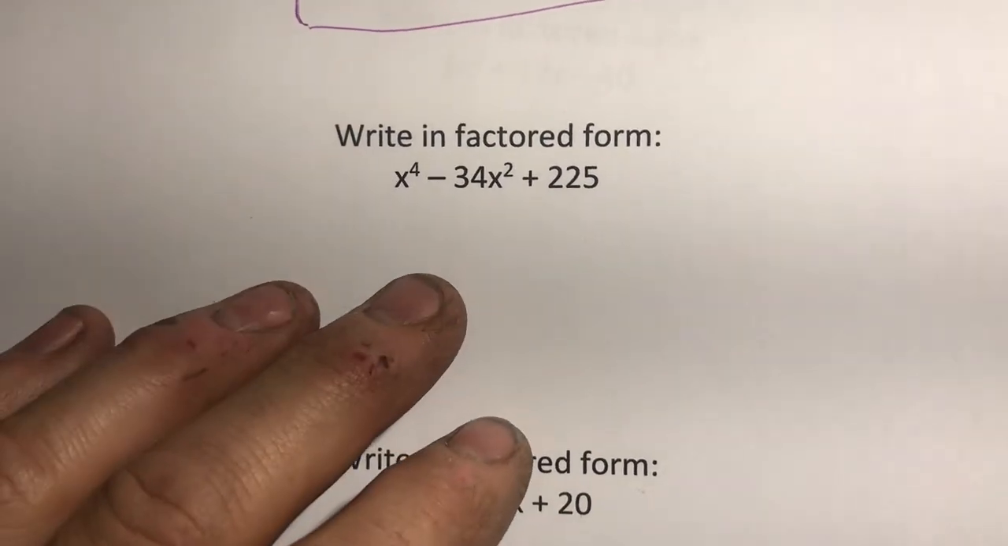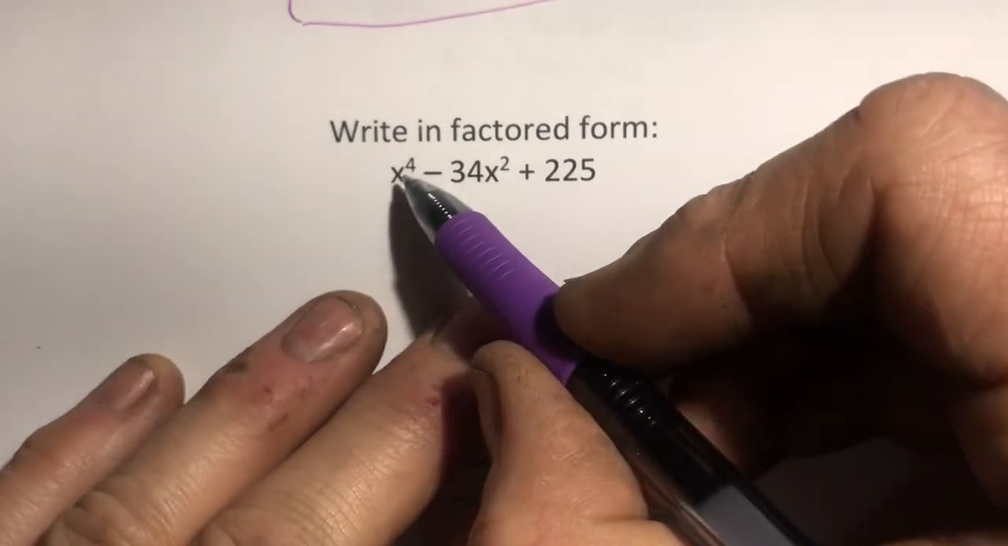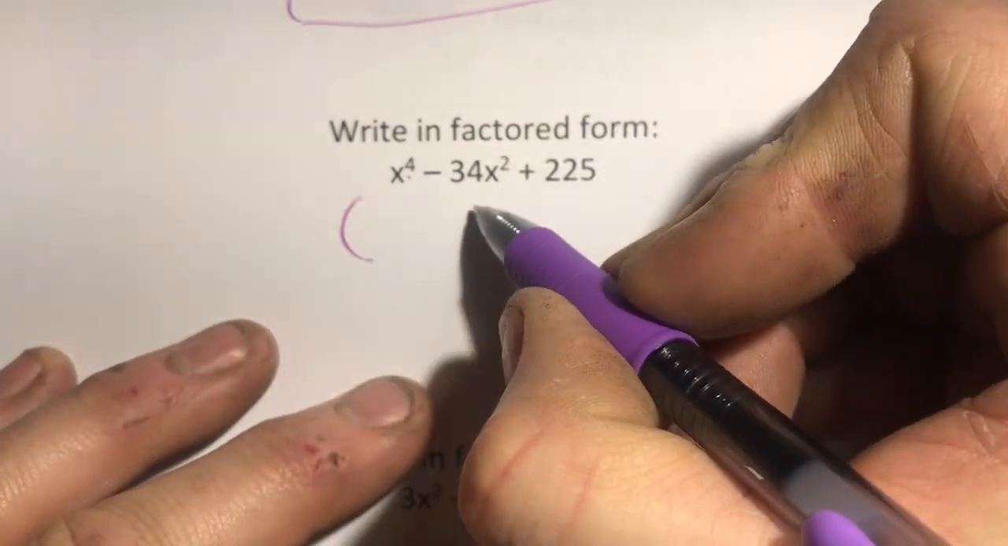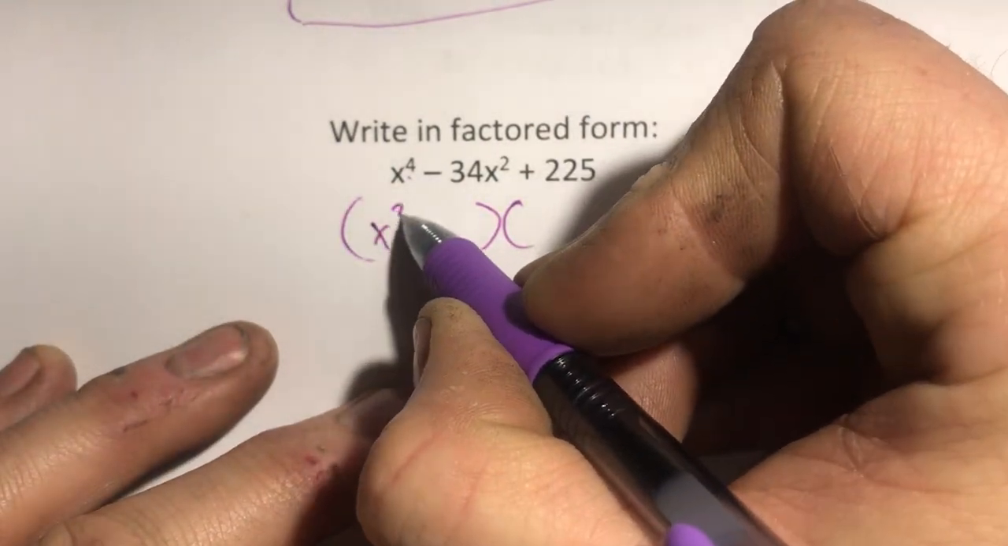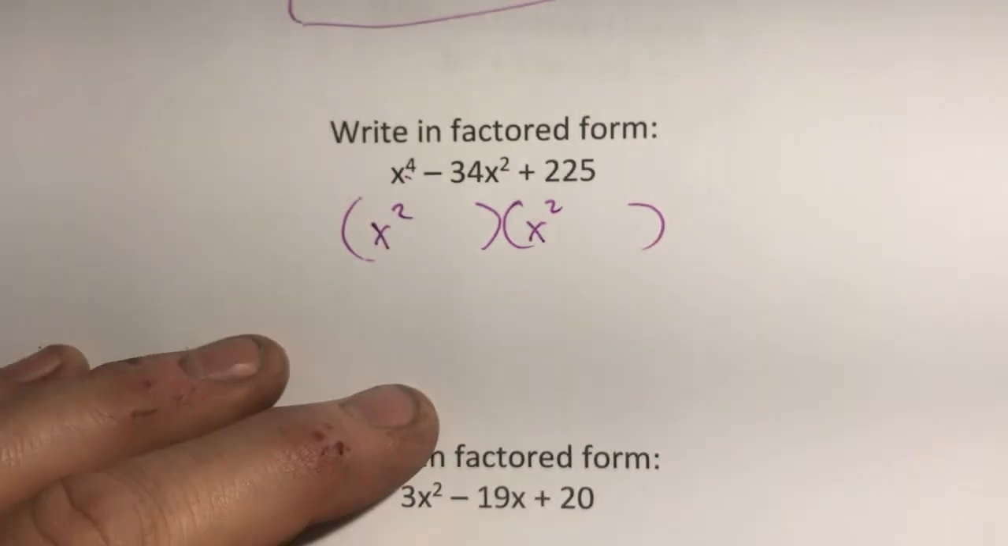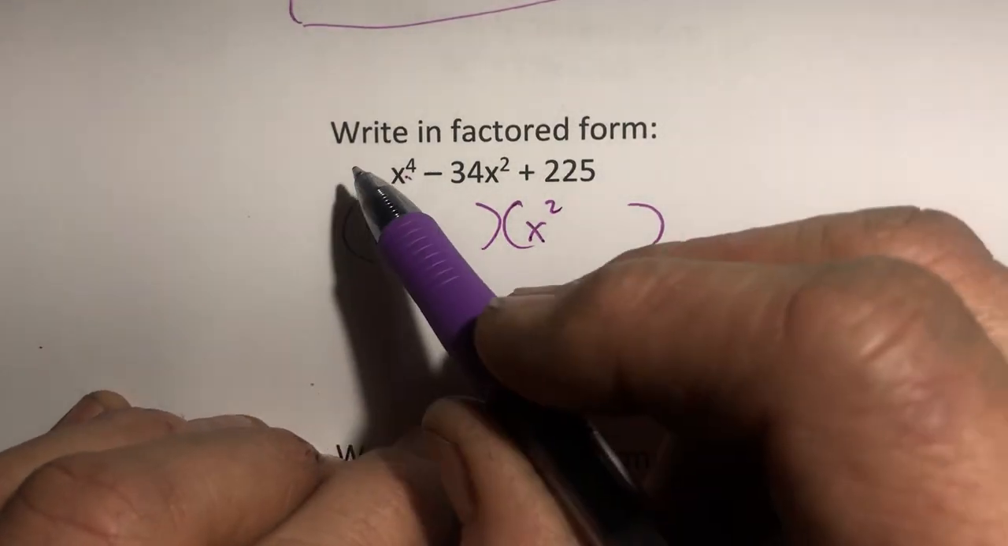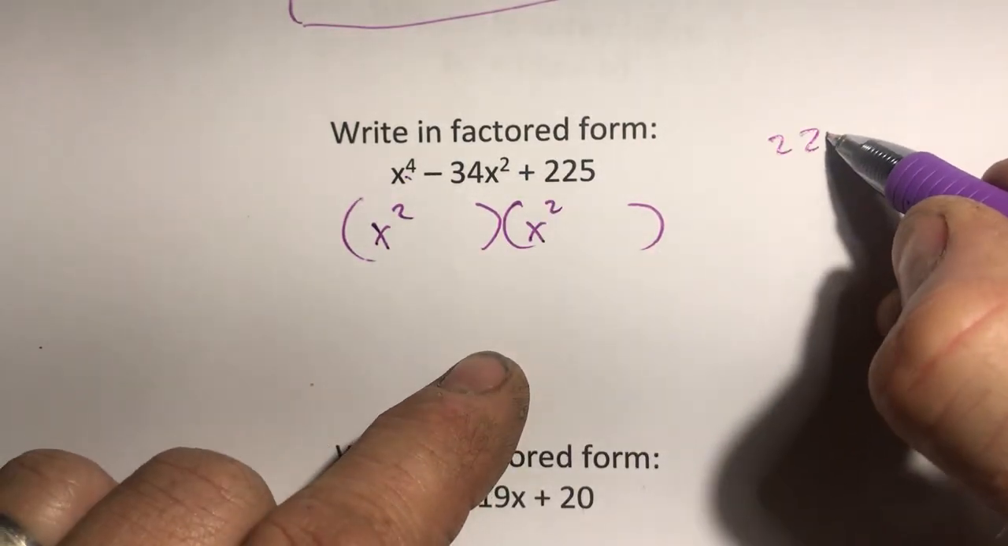All right, write this one in factored form. All right, this is one like we did earlier where they're doubled. So when I factor this one out, I'm going to have x squared times x squared, which is x to the 4th. All right, take my 225.